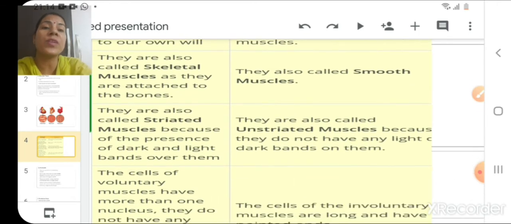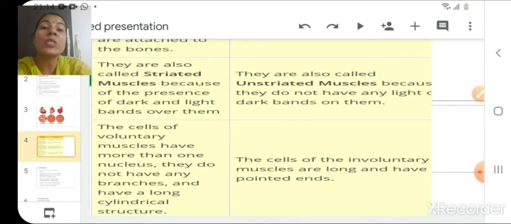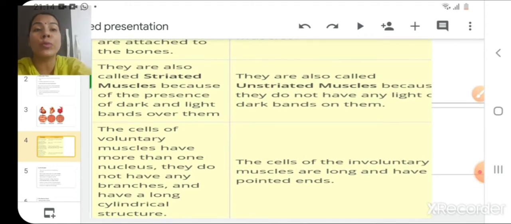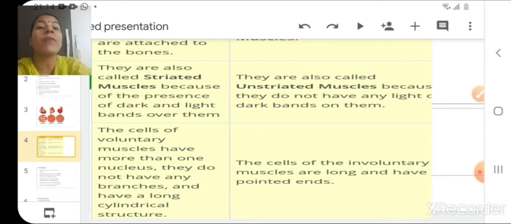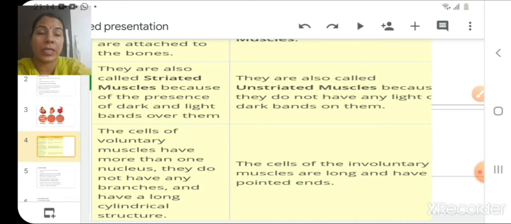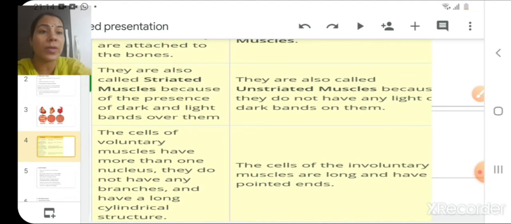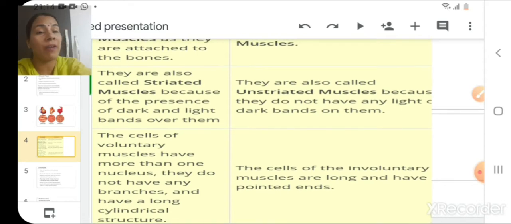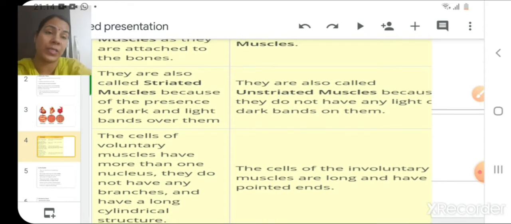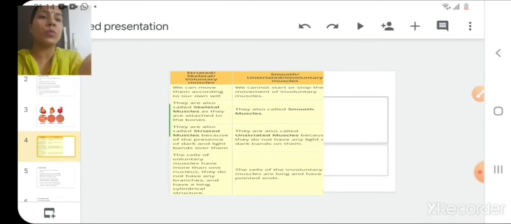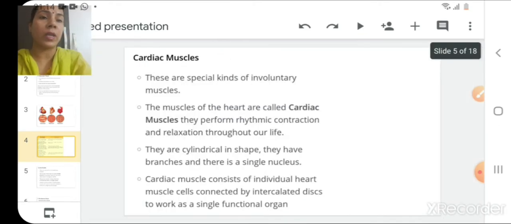Now the next difference between these two is that the cells of voluntary muscles have more than two nuclei and they do not have any branches. They have a long cylindrical structure. Whereas in smooth muscles, the cells of the involuntary muscles are long and have pointed tapering ends. So these are some basic differences between smooth and striated voluntary muscles.